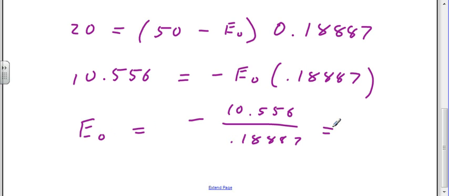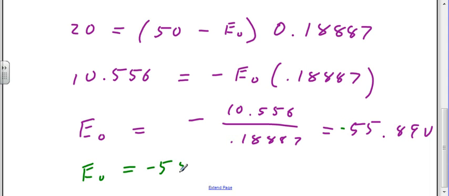Right, so I got that answer already there. Okay, so I'm going to divide by 0.18887. 55.89 volts, and then I'm going to say I probably only have 3 significant digits. So for my final answer, I would call it minus 55.9.